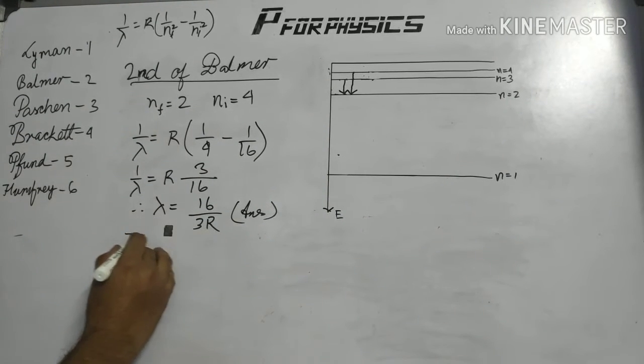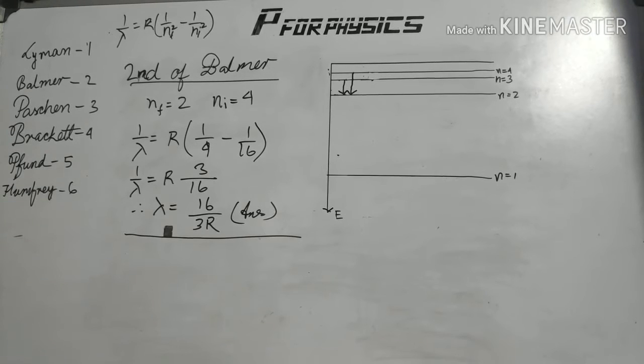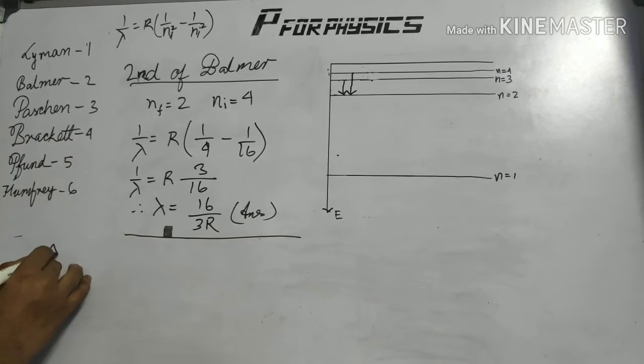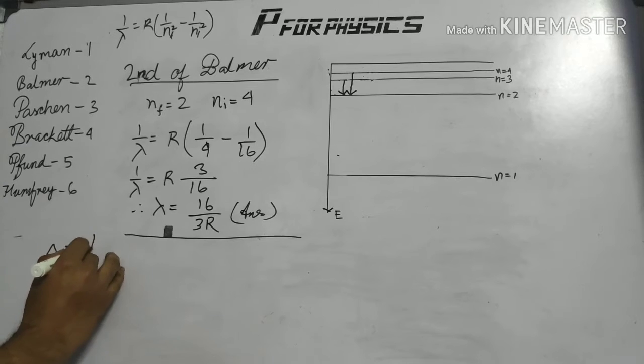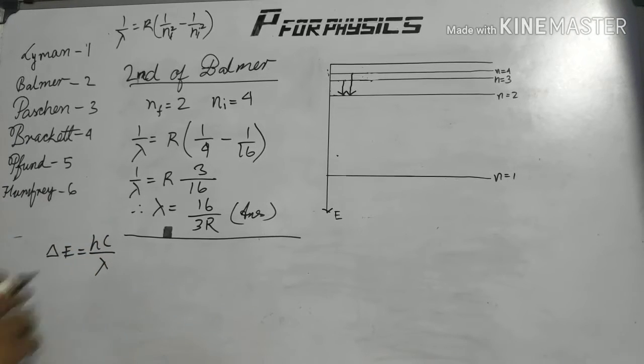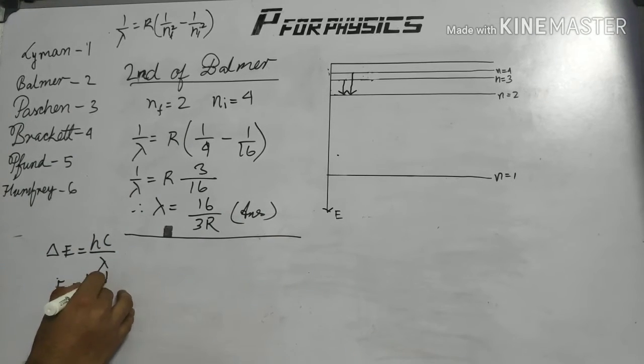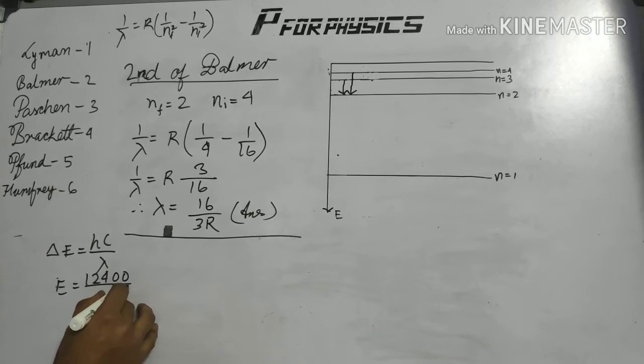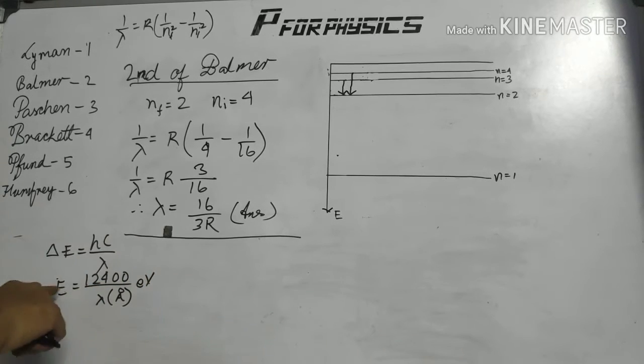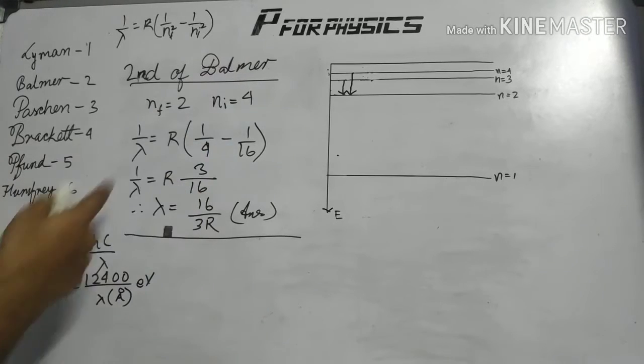In this way, we'll be using this formula. The energy gap is related to wavelength by the equation delta E equals to hc by lambda. And the shortcut you know that you have learned in the chapter photoelectric effect, that energy can be found by using this relation, 12400 by lambda, when lambda is taken in angstrom and the energy is in electron volt. So we'll be using this relation to find the wavelength.